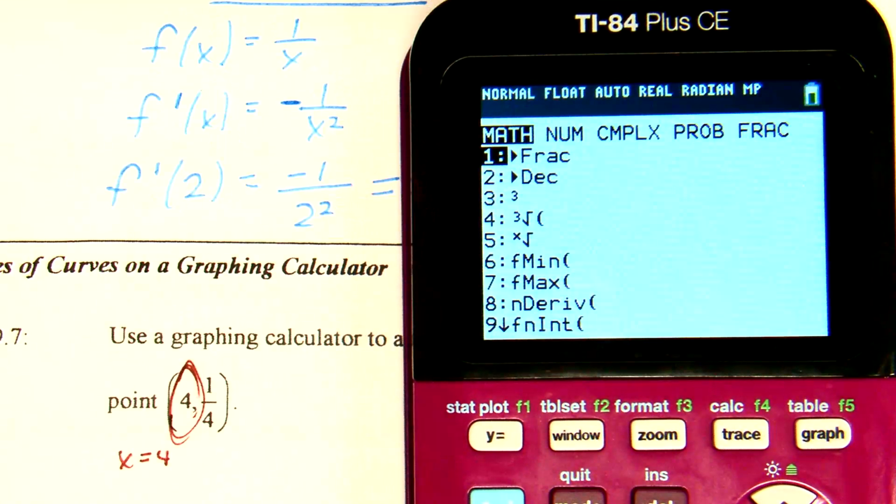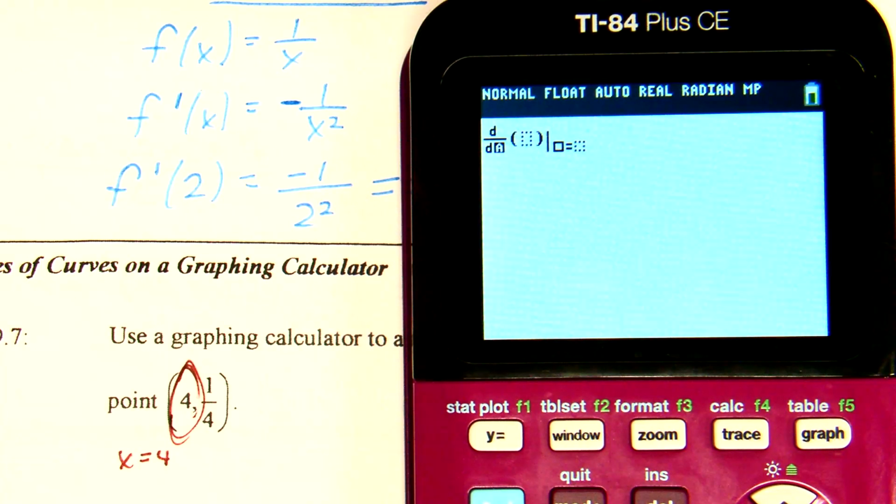What's it say? It says nDeriv. Your calculator will take the derivative of a function at a point. You can't just say what's the derivative of x squared, but you can say what's the derivative of x squared at x equals 8. That's what it will do for you. So go to number 8. You have some boxes to fill in.